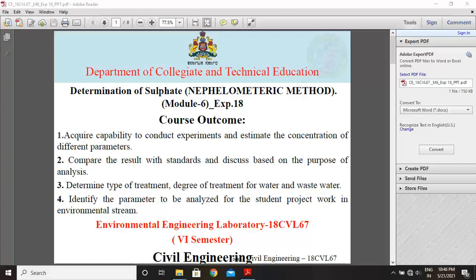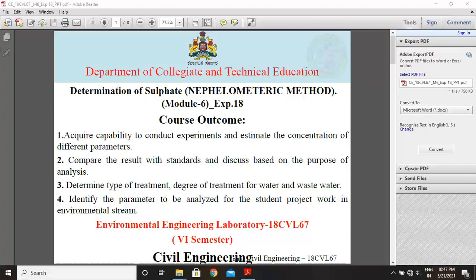This experiment number 18 is titled Determination of Sulfate by Nephelometer method of the given samples. Based on this title of the experiment and based on these subjects, there are 4 course outcomes prepared.